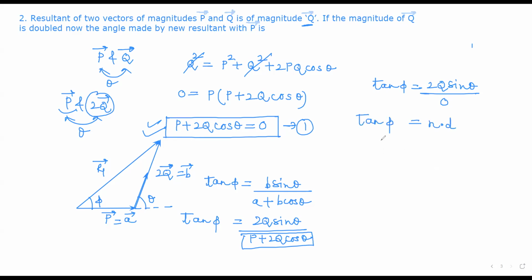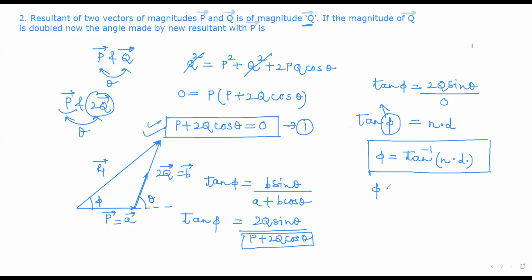So tan phi is not defined, so phi is tan inverse of not defined. Which angle has its tan as not defined? Sir, can you repeat? It is written in front of you, look. So tan inverse: what will be the value of phi for which tan is not defined? Tan of this angle is not defined. 90, obviously 90 degrees. So the value was 90 degrees. So the angle between the new resultant and P is 90 degrees.